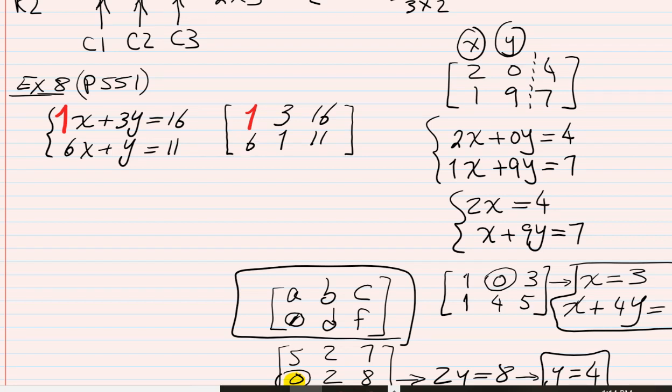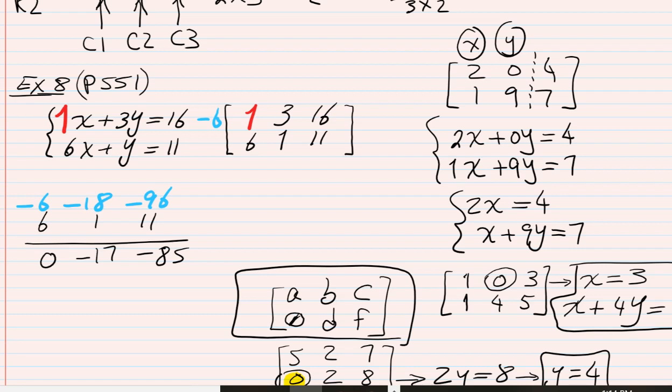Now we can use the first row in order to do that. So I'm going to multiply -6 times the first row. That makes it -6, -18, and -6 times 16 is -96. And then add it to the existing second row, 6, 1, 11. And when we do that, we're going to get 0, -17, and -85. Okay, so that's going to be our new second row.